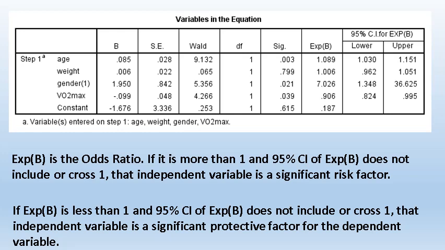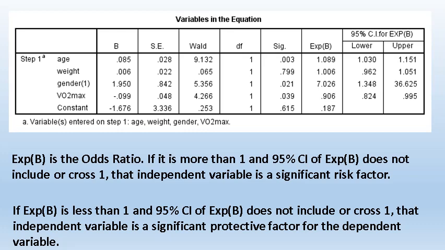The 95% confidence interval for exponential B varies from 0.824 to 0.995. Both are less than 1, but it is not crossing 1. So what does it mean? An odds ratio of less than 1 means it's a protective factor. If maximum aerobic capacity increases by 1 unit, it gives a bit of protection against the development of ischemic heart disease.